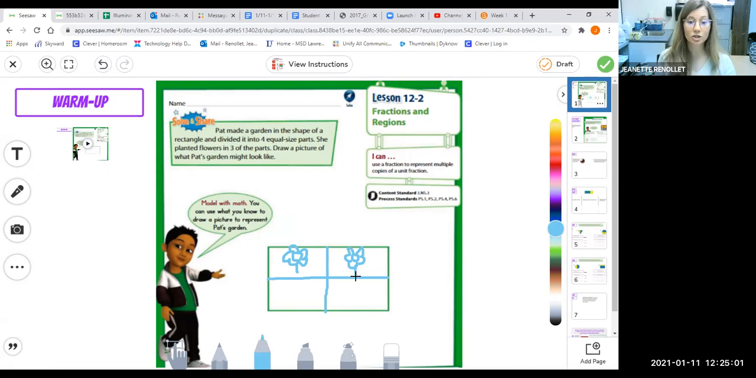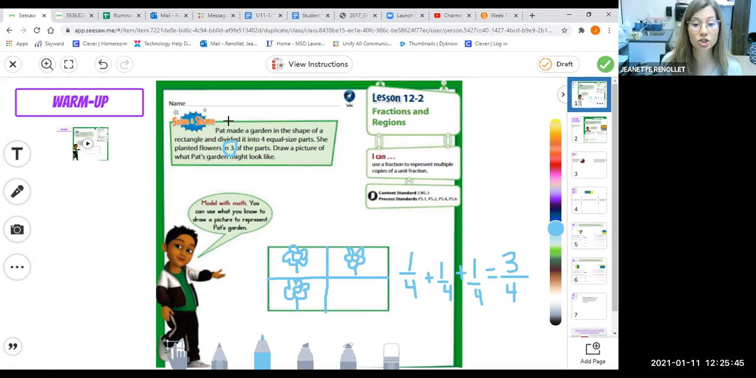Right now, I have flowers in 2 of the parts. I know the text tells me 3 of the parts, so 1 more part needs flowers. Now, Pat has flowers in 3 of the parts. This represented with a fraction would be 1/4 plus 1/4 plus 1/4. And when we combine those together, we would call it 3/4. Great job.